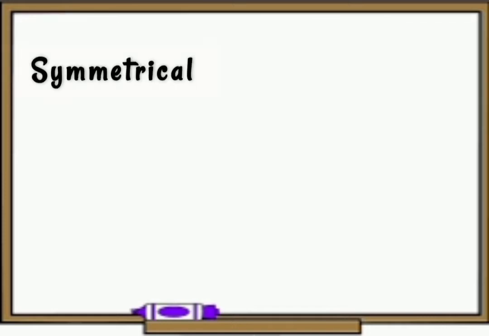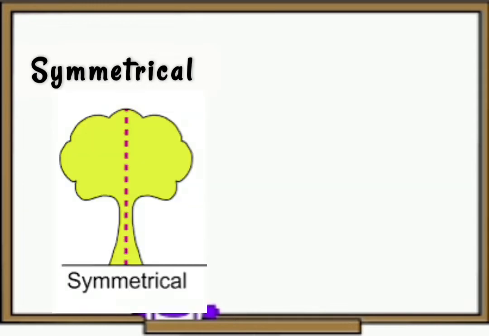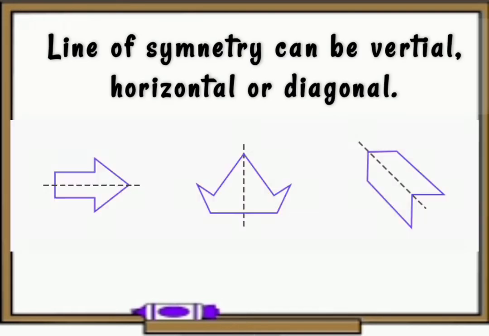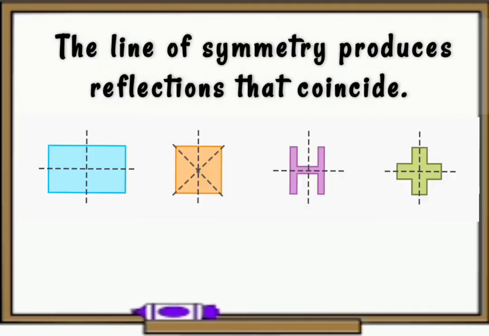So please remember that symmetrical is when you divide a shape or an object in half and it resembles two identical halves. But asymmetric is when you divide an object or shape in half and it does not resemble two identical halves. Another thing we need to know is that a line of symmetry can be vertical, horizontal, or diagonal. The line of symmetry produces reflections that coincide.